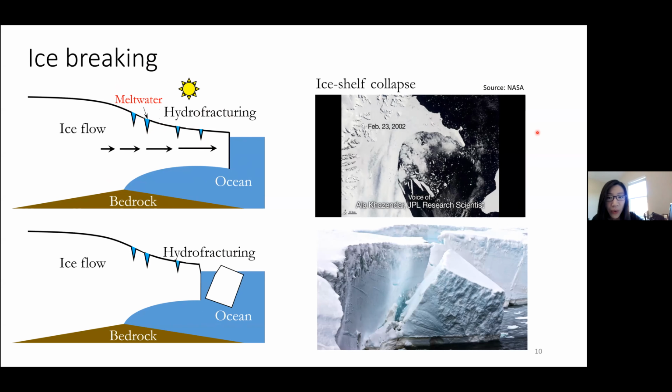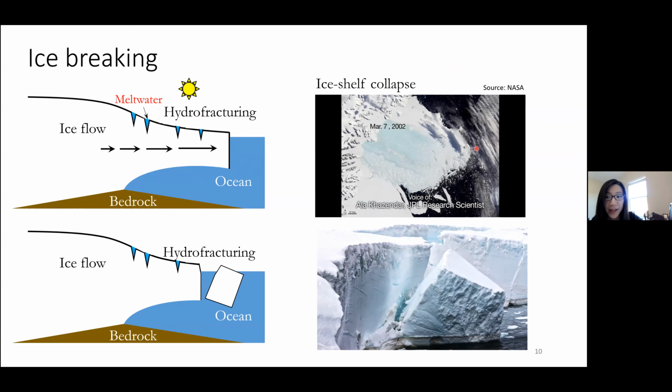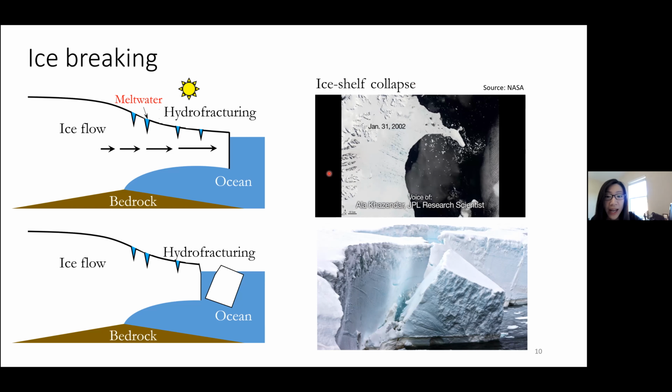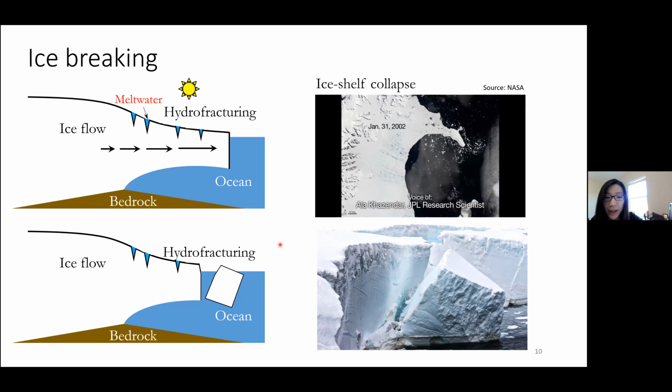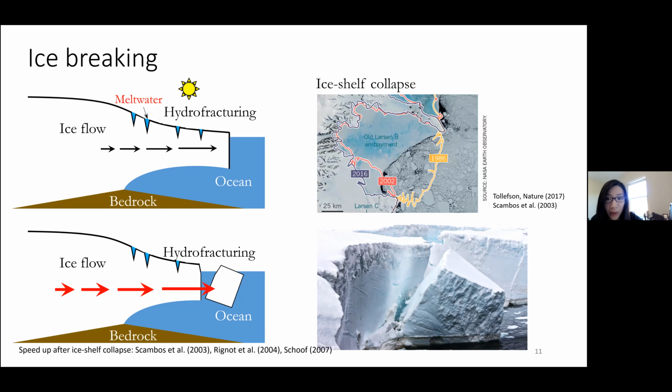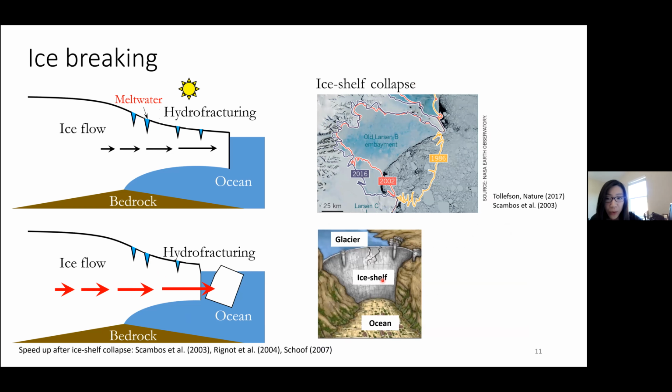And strikingly, in 2002, almost the entire Larsen B Ice Shelf collapsed within a few weeks. This rapid disintegration of the ice shelf is widely believed to be caused by this climate-induced hydrofracturing. Most importantly, there was direct observational evidence that the upstream glacier can accelerate after the collapse of the ice shelf, because the ice shelf plays a critical role in holding back the upstream glaciers. The loss of ice shelf can trigger faster ice flows and then result in faster sea level rise.